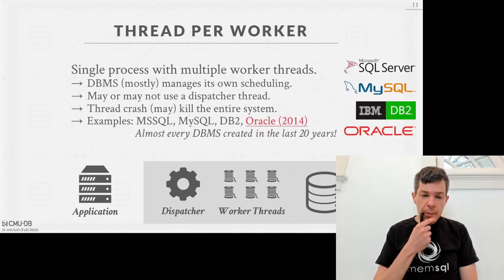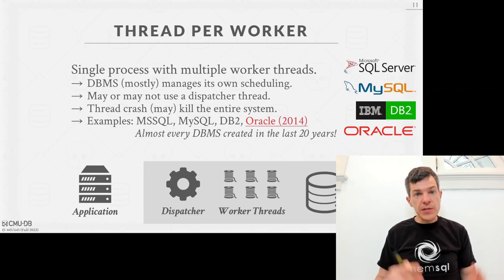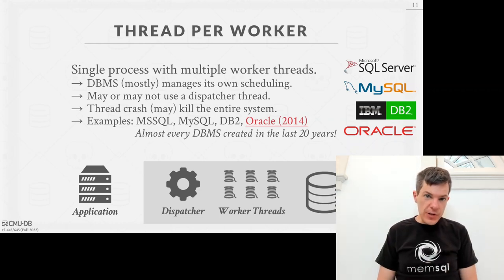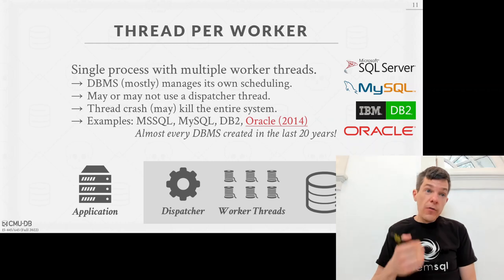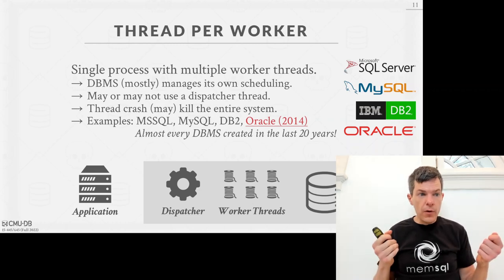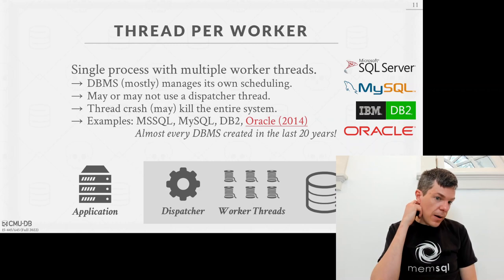So what is more common is the thread per worker model, or a multi-threaded database system instance. That's where you have a single process with its own internal multiple worker threads. And these are typically implemented as preemptive native OS threads. For the most part, this means the database system is going to manage its own scheduling, because it has full control of what thread is doing what, within some reason.